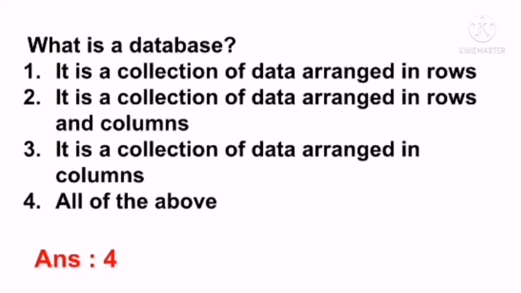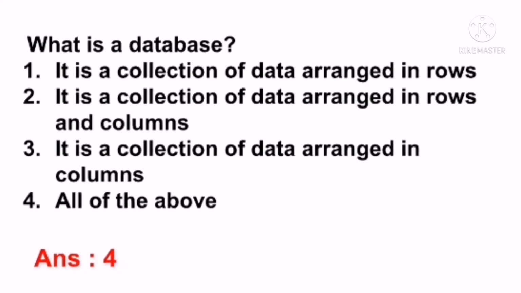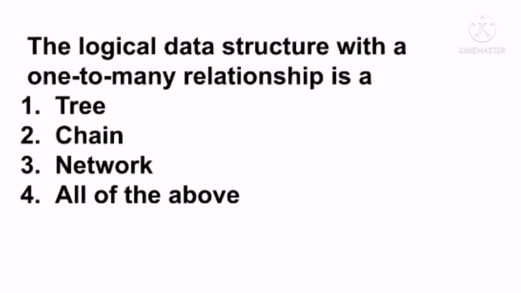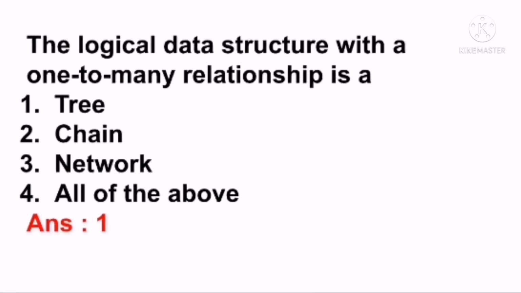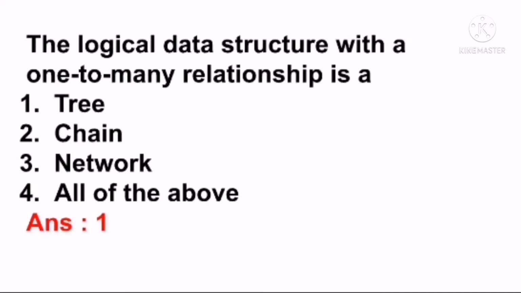Whether the data is arranged in rows only, columns only, or both rows and columns, that is called a database. Next, the logical data structure with a one-to-many relationship is called, options are, first one, tree, second one, chain, third one, network, fourth one, all of the above. Correct answer is tree. A one-to-many relationship is represented as a tree data structure.